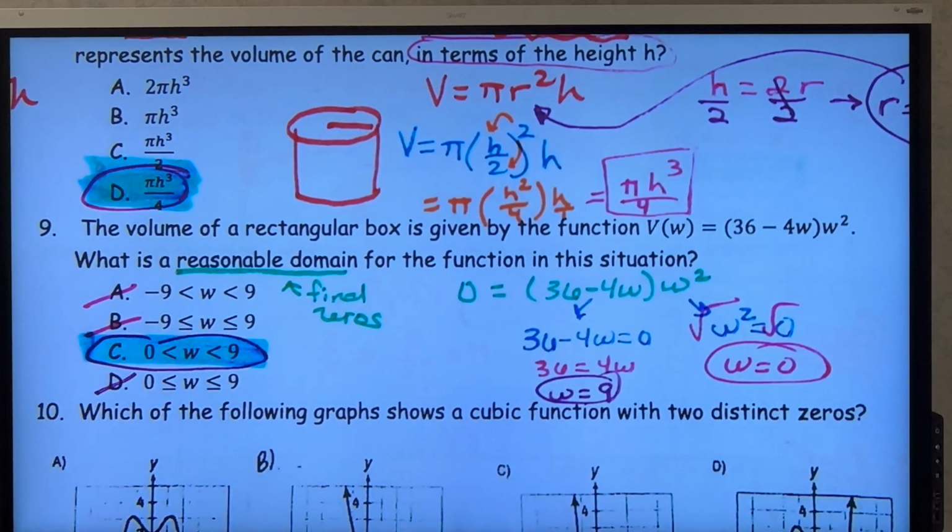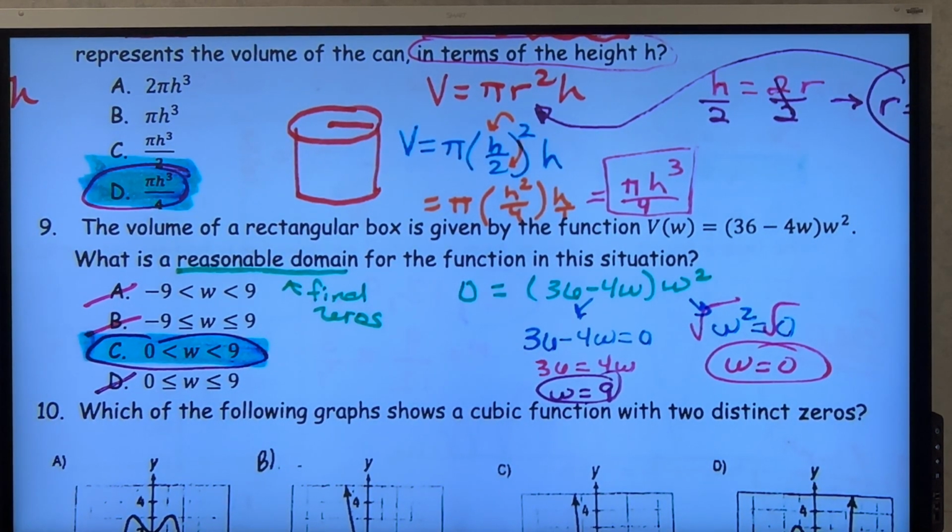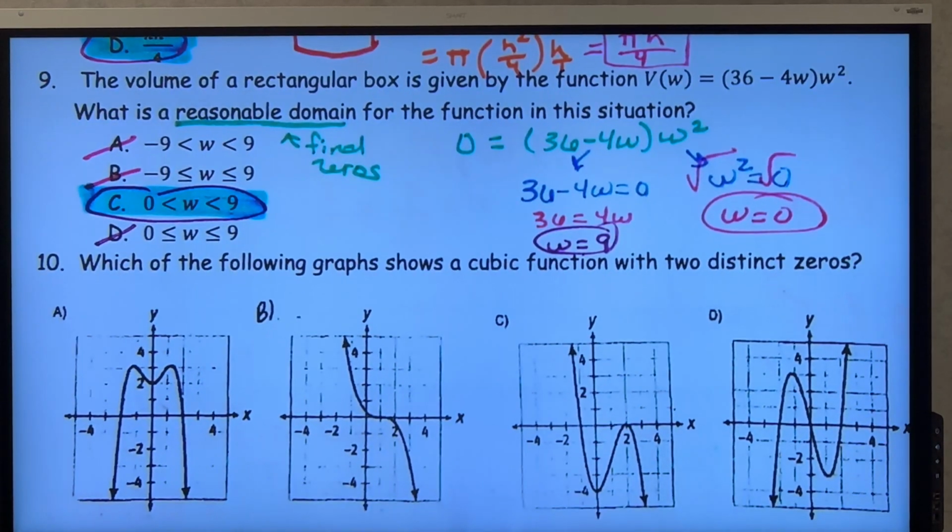So I hope you guys can remember that. These numbers just give us our boundaries. Okay. All right, number 10, it says, which of the following graphs shows a cubic function with 2 distinct zeros?